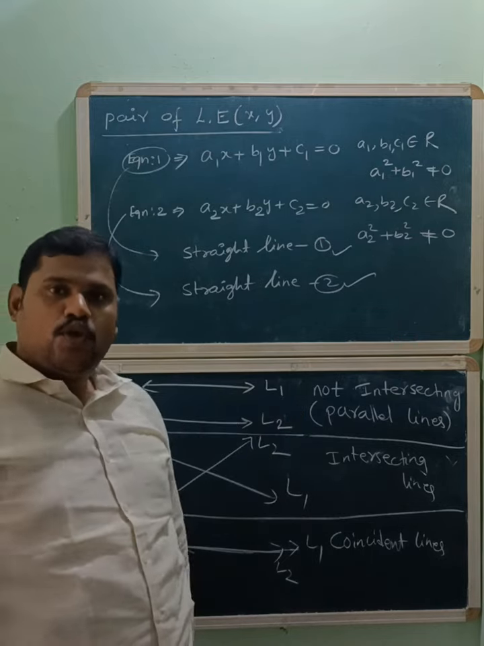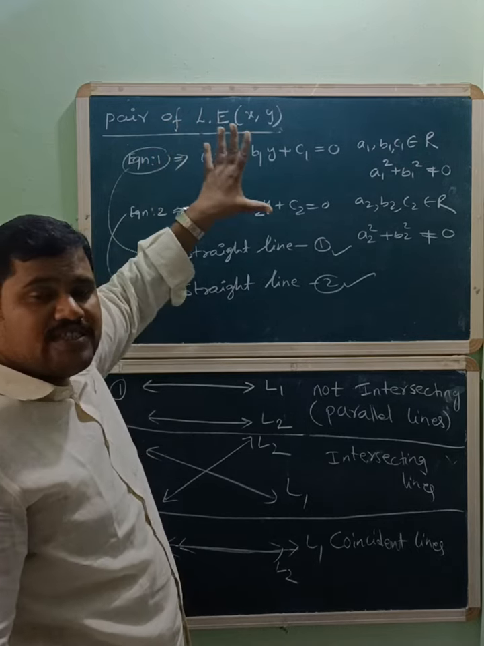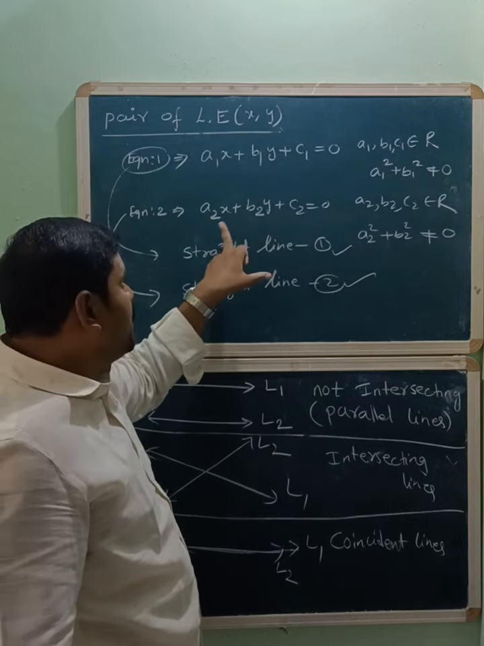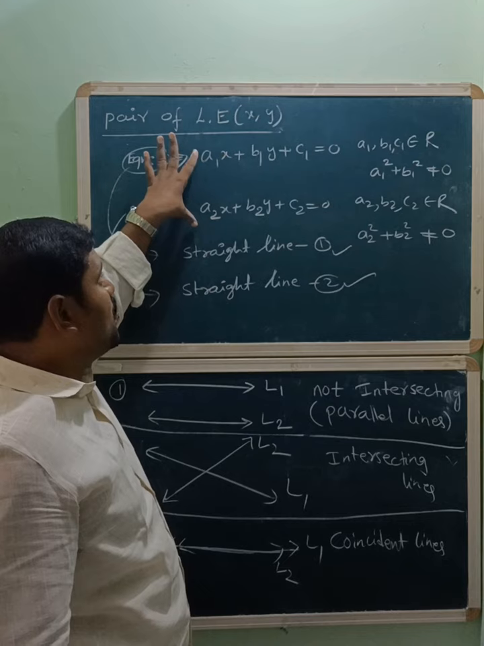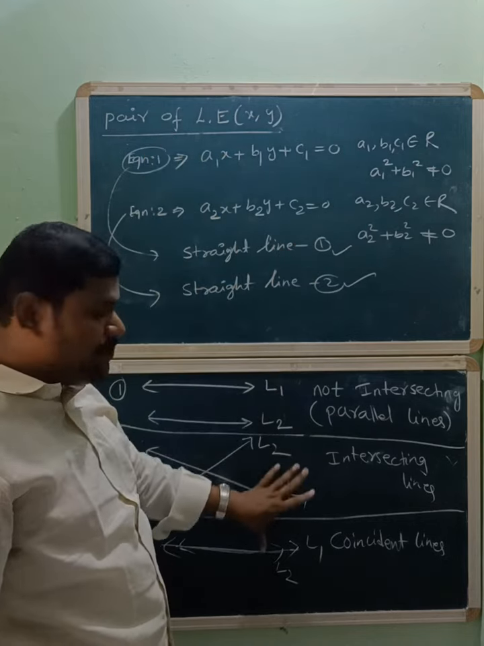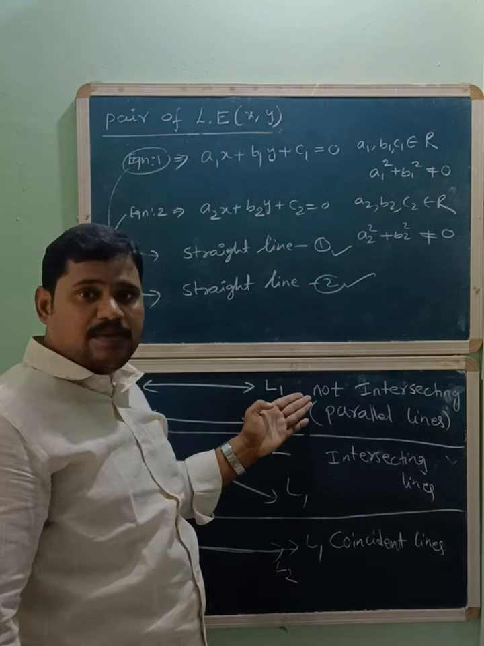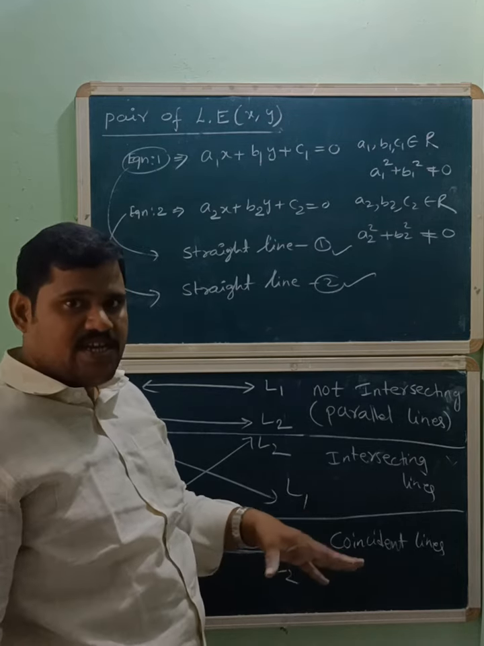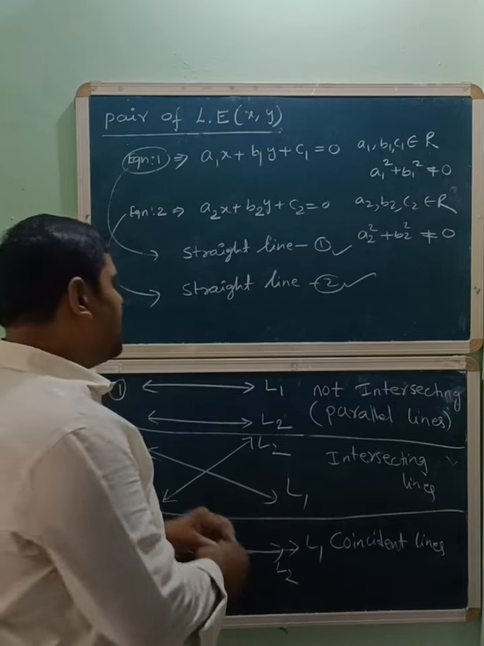So here is a pair of linear equations in two variables. Generally you can take it as a1x plus b1y plus c1 equal to 0, a2x plus b2y plus c2 equal to 0. These two are two straight lines. These two lines exist in the plane in three ways: not intersecting, meaning parallel lines, intersecting lines, or coincident lines. Now let us see some properties of these three ways.